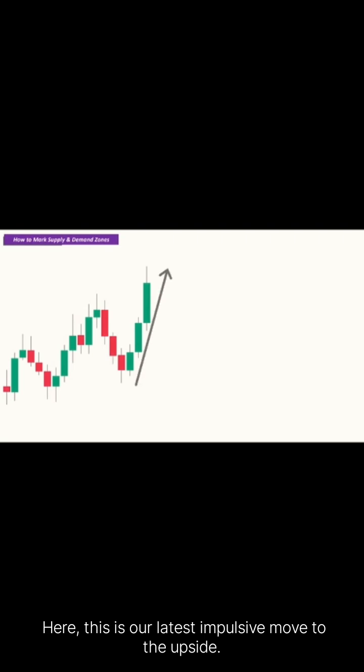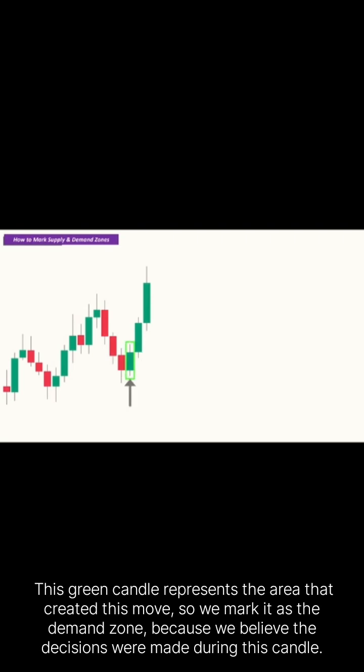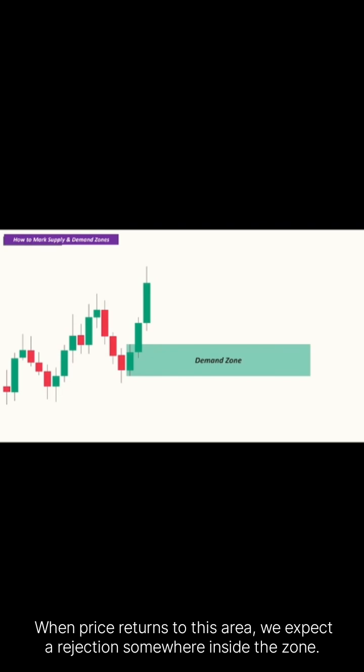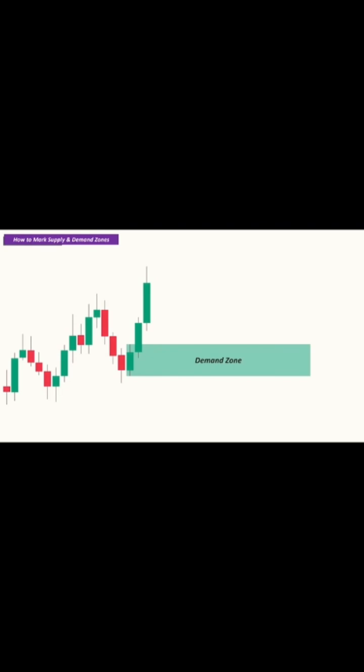Here, this is our latest impulsive move to the upside. This green candle represents the area that created this move, so we mark it as the demand zone because we believe the decisions were made during this candle. When price returns to this area, we expect a rejection somewhere inside the zone.